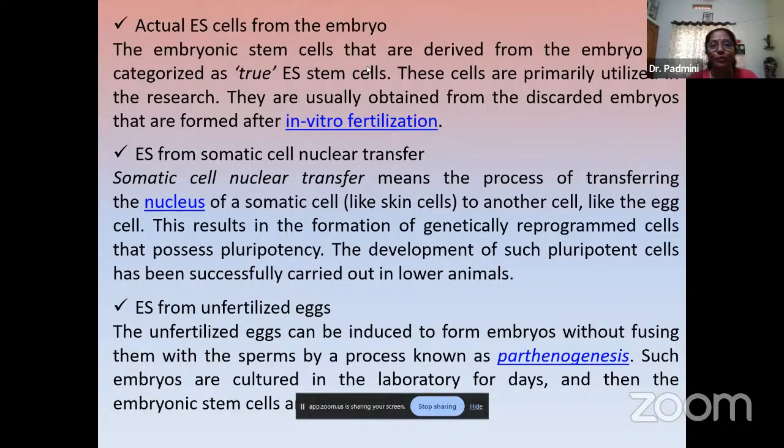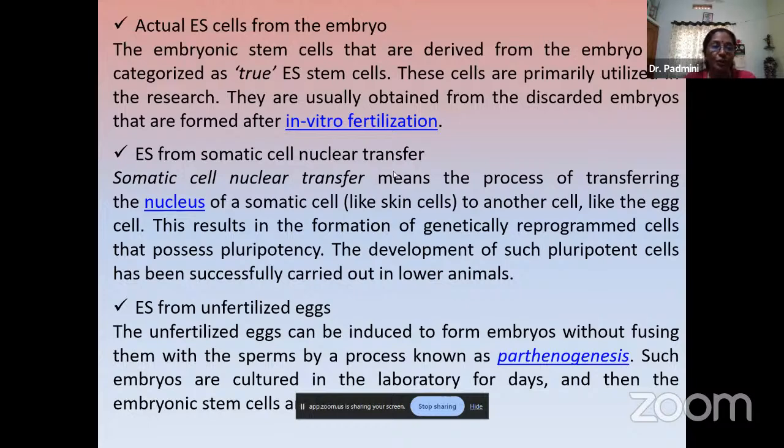These are primarily utilized in research, and also in different types of work where you really use these embryonic stem cells. These are usually obtained from discarded embryos that are formed from in vitro fertilization. That is the true embryo. Now coming to the next one, that is the embryonic stem cell from somatic cell nuclear transfer. Understand the term somatic cell nuclear transfer.